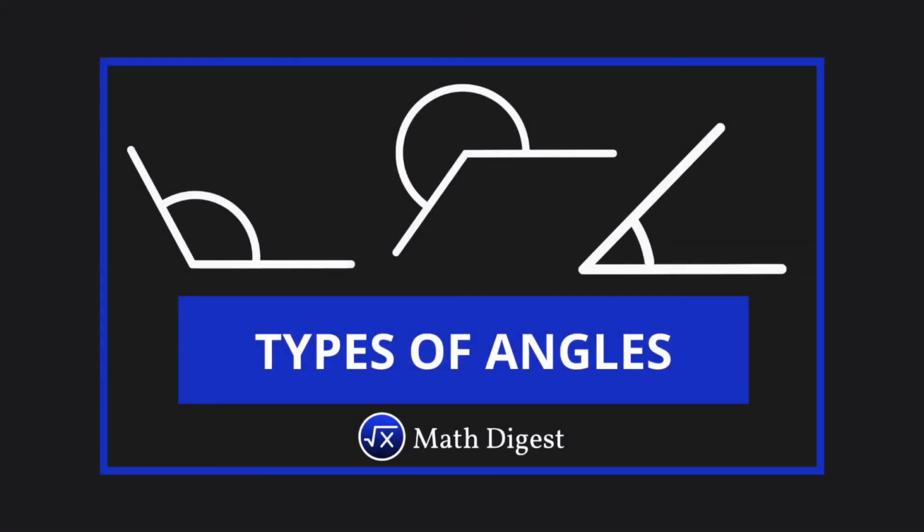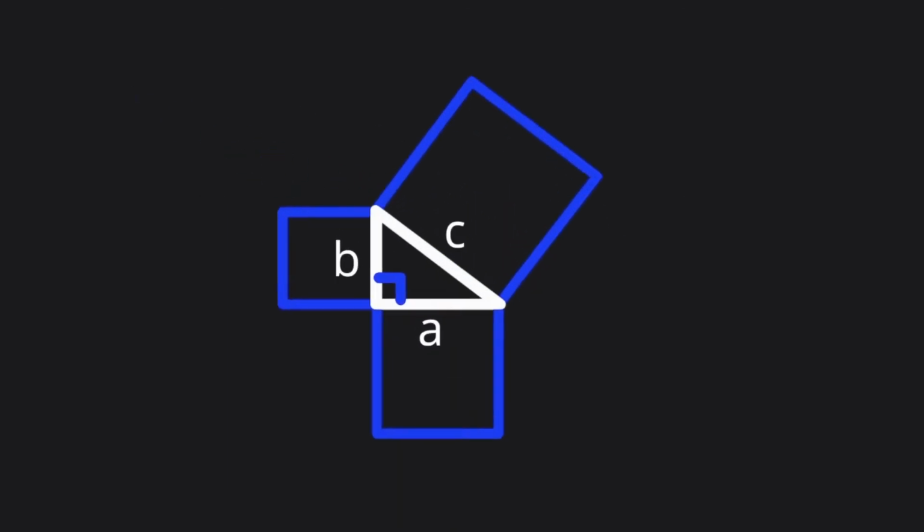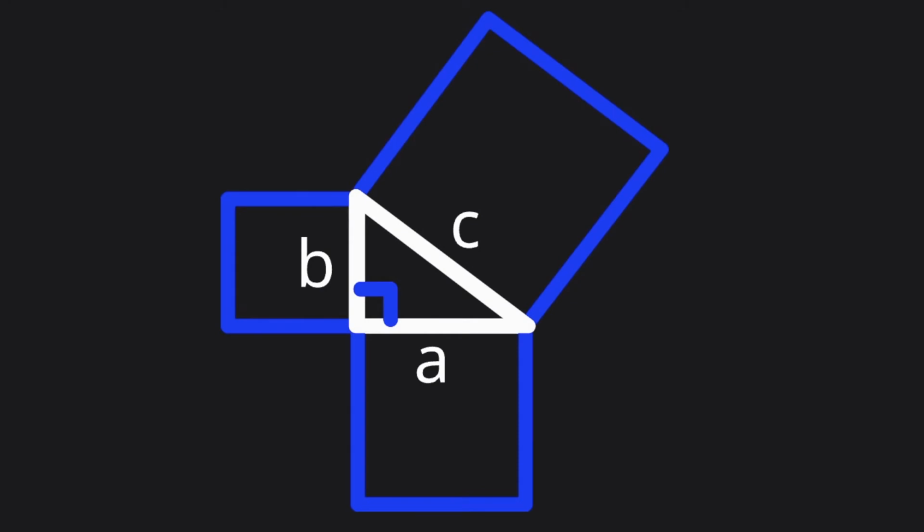Take a triangle with the right angle. If you need to freshen up the types of angles, check out my video where I go over these. In this triangle, we're going to call the two short sides A and B. The long side, which is across from the right angle, is C. This is also called the hypotenuse. What the Pythagorean theorem says is that when you square A and B and add these together, you get C squared.